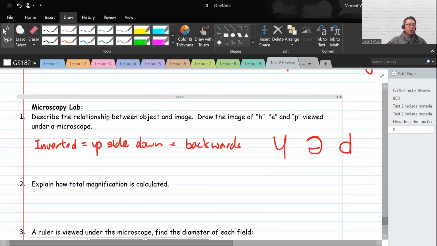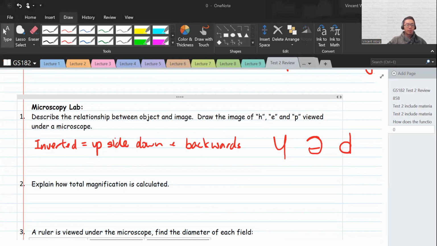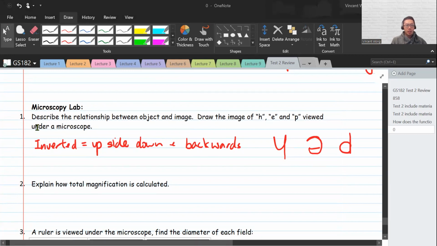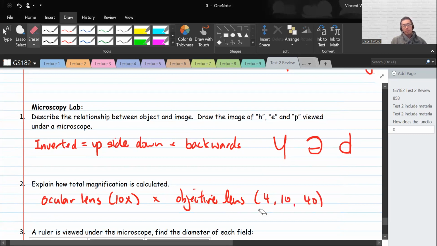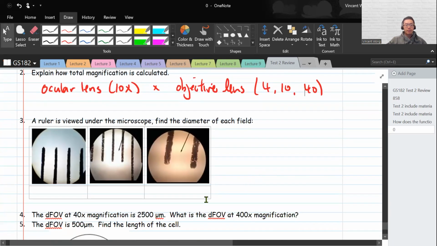Okay, total magnification. How do we calculate total magnification? Total magnification is the ocular lens multiplied by the objective lens. The ocular lens is always 10 times, multiplied by the objective. For the microscope we use in class, the objectives come in 3 separate powers: 4, 10, or 40. So if you're using the 10 times objective lens, then the total is going to be 10 times 10, which is 100. Okay. So you should know that.